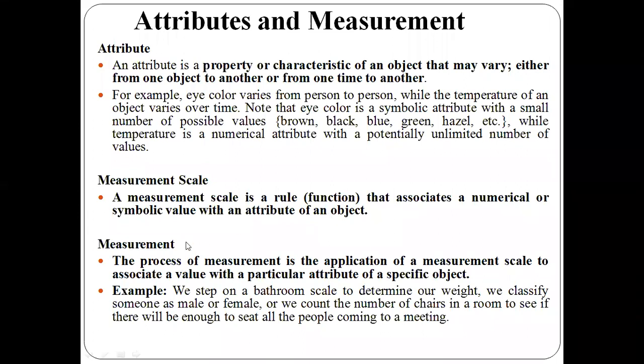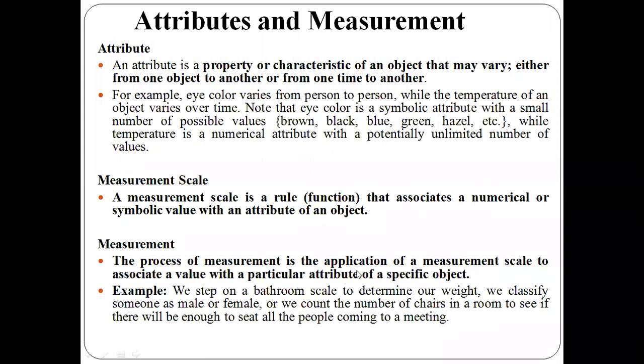Measurement is a process here. The process of measurement is the usage of the measurement scale to associate the value to the particular attribute of a specific object. Measurement scale is just like a device, but measurement is the process, the application or usage of the measurement scale. You will be using this device in order to assign the values to the attributes of an object. That is called measurement. So measurement is a process that we will be using in order to associate the value to the attribute of an object.